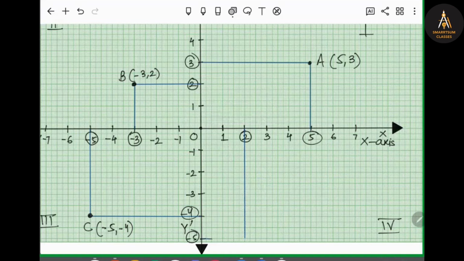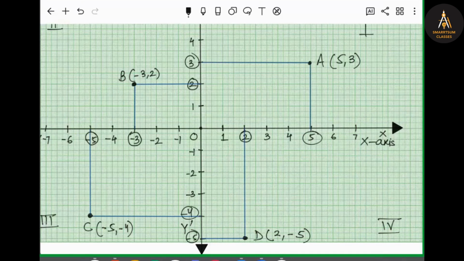Now similarly you can draw here. Okay, so now you can see that they are meeting at a point here. And this point is your D, whose coordinate is 2, comma, minus 5. So x is positive, y is negative, right? So therefore this D point lies in the fourth quadrant, right?